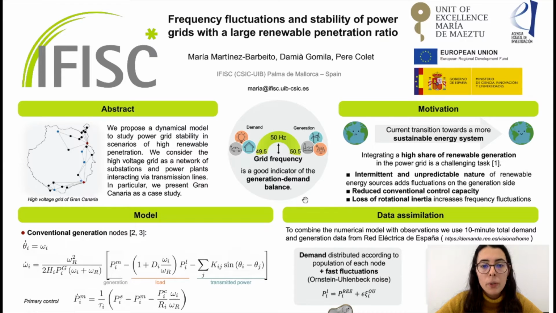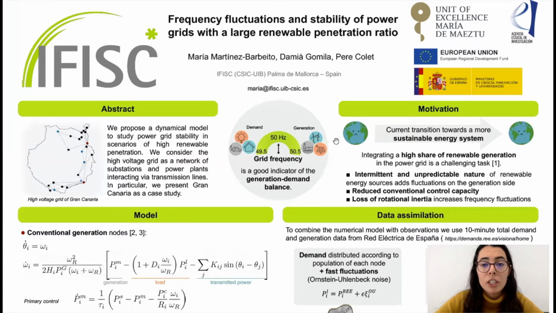As you may know, in the power grid there are two sides, the demand and the generation, and they must be balanced at all times to ensure grid stability. A good indicator of that balance is the grid frequency. For instance, if the demand increases, the frequency will decrease, and we will have to increase the generation in order to match the demand and restore the frequency back to its nominal value.